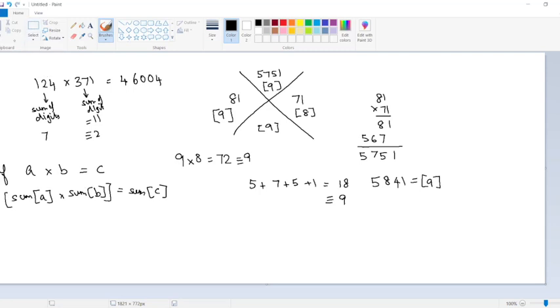Who is not comfortable with modular arithmetic and cannot see why this will work, right? I can't see why this will work.